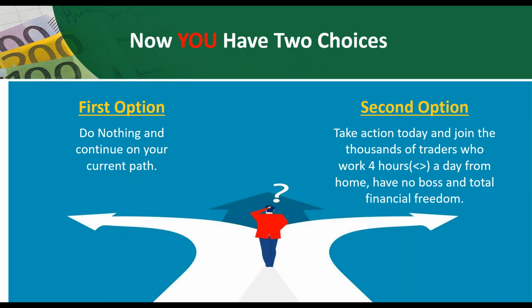So I've explained everything about the Money Flow Tracker. I've explained what it does, how it does it. Now you have two choices. You could do nothing and continue on your current path, which if you're a successful trader, God bless you and keep on doing it, right? But from the poll and from everything, I would imagine most of you fit in the second option, where you could take action today and join the thousands of traders who work 4 hours more or less a day from home and have no boss and no financial pressure.